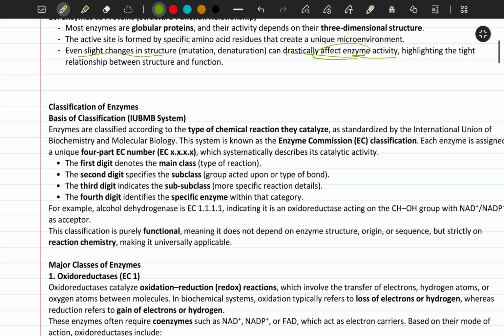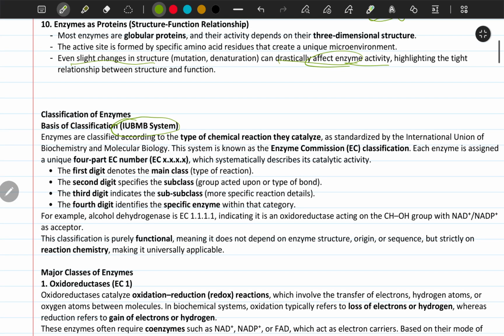Classification of enzymes. There are different types of enzymes. They were classified with the help of the IUBMB system. What is the full form of this IUBMB? International Union of Biochemistry and Molecular Biology.